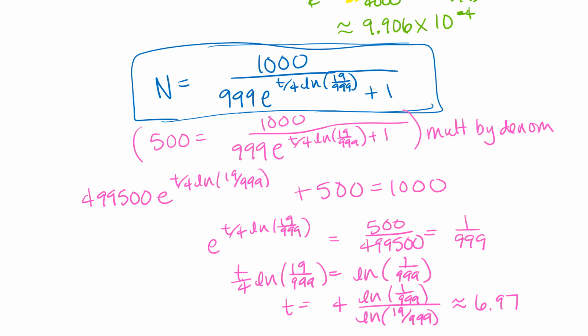Okay, so I did a bunch of algebra there. Maybe skipped a couple of steps, but got to the end here and got t is 4 times natural log of 1 over 999, all over ln of 19 over 999. And that's about 6.97. That would be in days. So approximately 7 days, which is what it showed on our slope field. So that's a good way to make sure that the results you got make sense with your initial assumptions. I feel pretty confident that I didn't make any mistakes in the calculations this time because they made sense with the actual slope field that I looked at.